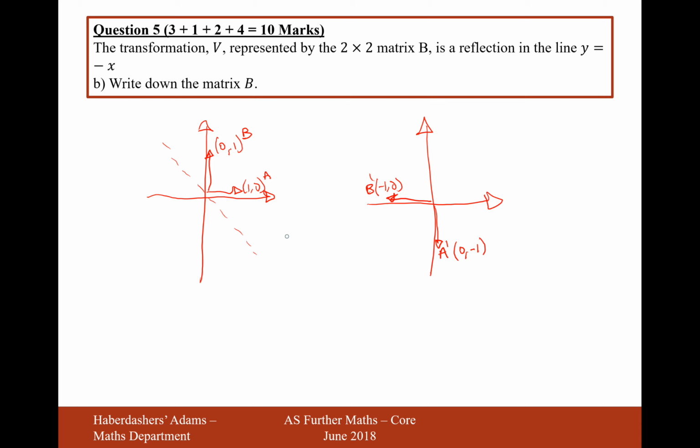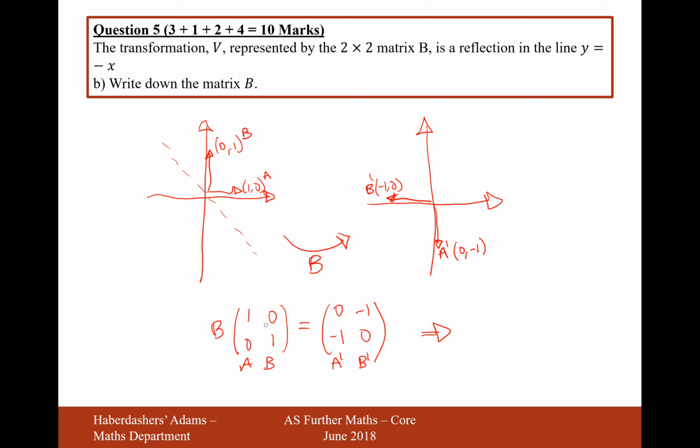Okay, so what we now have is some unknown matrix B that will multiply the set of coordinates (1, 0) and (0, 1). Now because A is here, I have to put A dash in this column here, and B here, I have to put B dash in this column here. So not referring to the matrices, referring to the coordinates that I've got on my diagrams. So A dash is (0, -1), and B dash is (-1, 0).